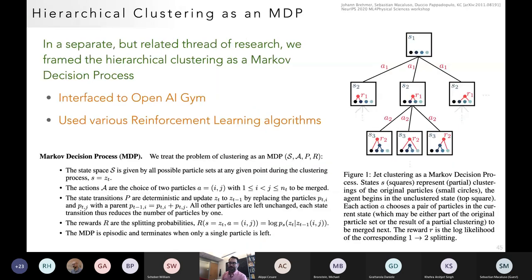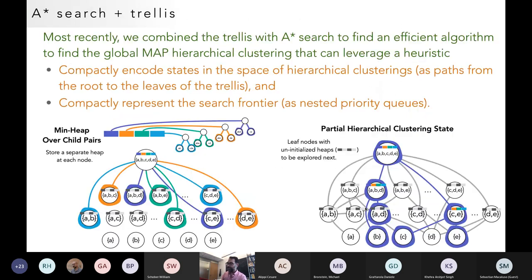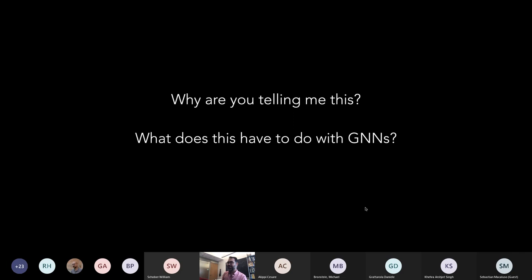In parallel, we thought, since we know basically everything, we can also cast this as a Markov decision process and start to use things like reinforcement learning. So we took the same model and cast it that way and started using things like Monte Carlo tree search. Most recently, we realized that we could use this trellis data structure and run an A-star search over it to efficiently find the maximum likelihood tree. I'm not going through all of this; the slides have too much text on them. The main point is that we have this other thread of research, which is more like traditional algorithmic approaches to this problem. So why am I telling you this?